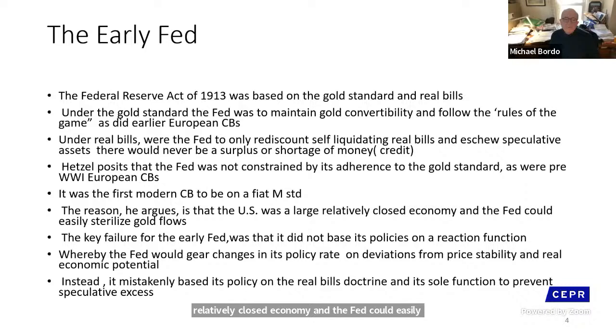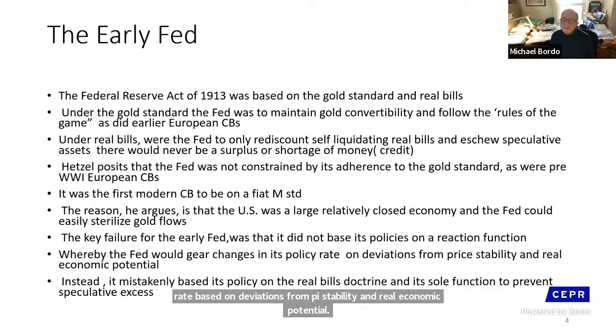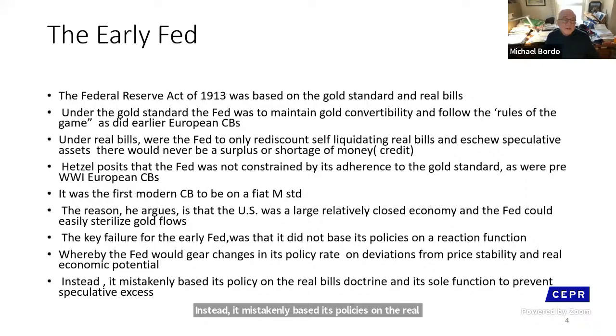And so the key failure for the early Fed was that it did not base its policies on a reaction function. And by that, he means it didn't change its policy rate based on deviations from price stability and real economic potential. Instead, it mistakenly based its policies on the real bills doctrine, and its sole function was to prevent speculative excess. Next slide.